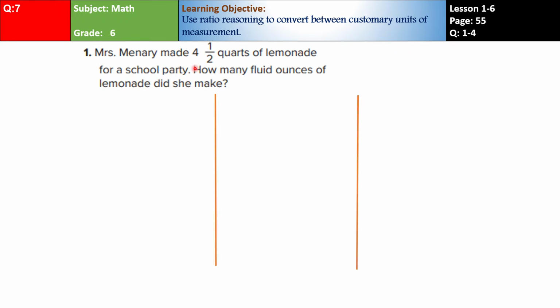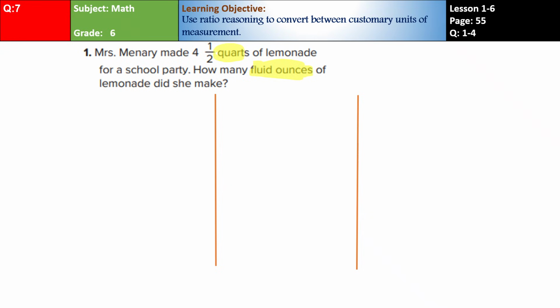Mrs. Menry made 4.5 quarts of lemonade for a school party. How many fluid ounces of lemonade did she make? Here we are given the quarts and we are going to convert the quarts to fluid ounces. My dear students, sometimes we cannot do a direct conversion. We need to follow some steps to convert one unit to another unit. In this case, there is no direct unit. If you look at the units provided in your textbook, we cannot convert quarts to fluid ounces directly.